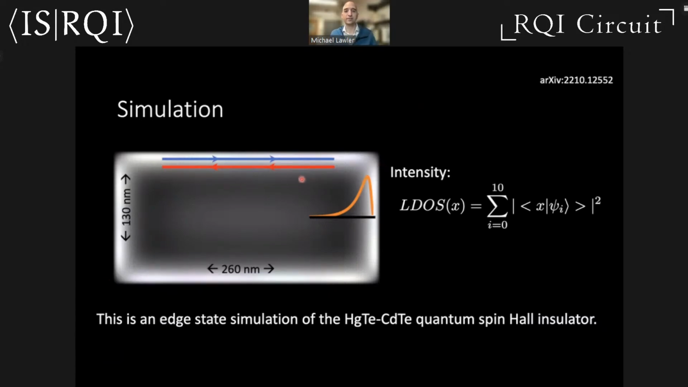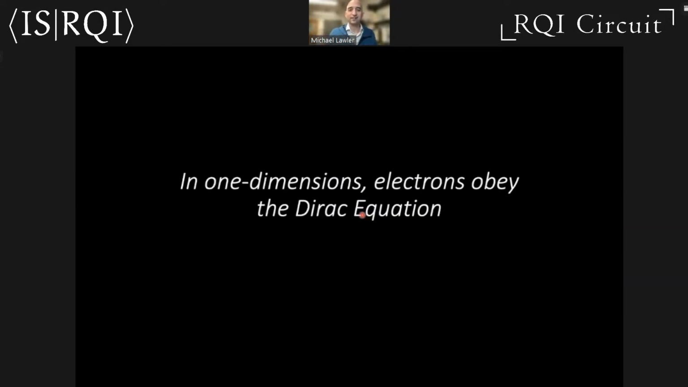That's what I want to be, on the edge of the material. And in fact, we can even plot, here's the wave function. It decays exponentially into the edge, and it has a fairly sharp intensity on the boundary. And now here's where we start to get connected with Unruh-DeWitt detectors: in one dimension, electrons obey the Dirac equation. So on the boundary of this system, there are Dirac fermions going around the boundary.